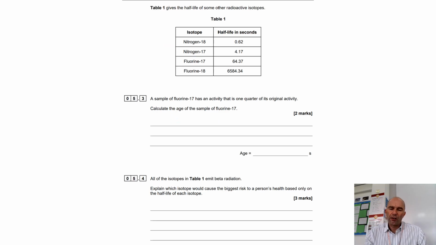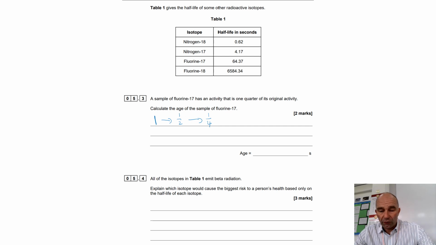Right, so now we've got a table looking at some of the half-lives of some different radioactive isotopes. 5.3, we've got a sample of fluorine-17. It has an activity that is 1/4 of its original activity. Calculate the age of the sample of fluorine-17. Now, we're down to 1/4 of the original activity, so that means we've started off at 1, we'll go through one half-life, which would take us down to a half, we'd go down to a second half-life, which takes us down to the quarter. That means our fluorine-17 has gone through 2 half-lives.